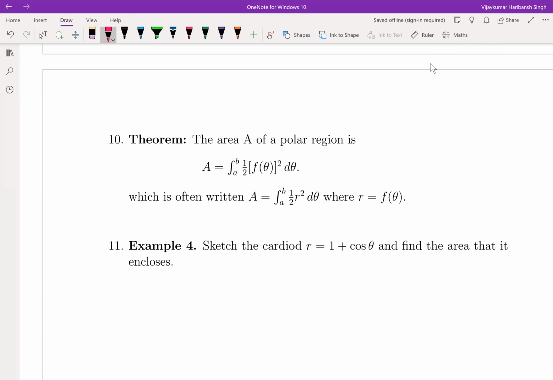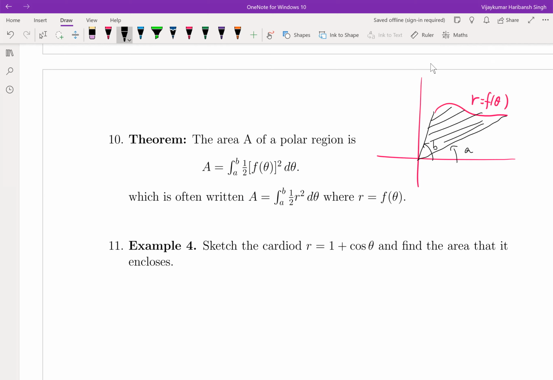So again, what is the setup? The setup is you have a polar curve, which is given like that. This is r equals f of theta. Now note that theta is an angle, so it ranges from this angle a to this angle b, and you are interested in the area of this region. And this is the formula for it.